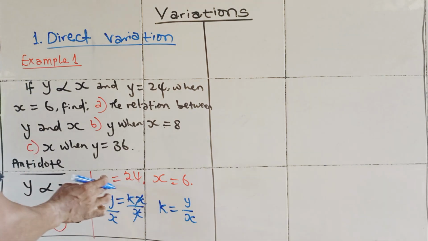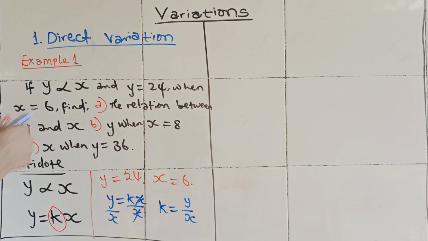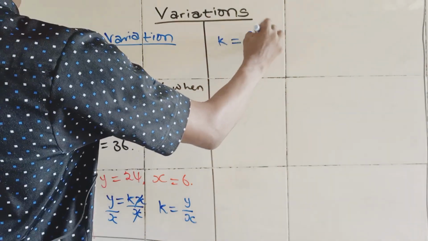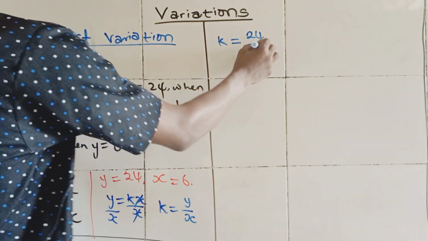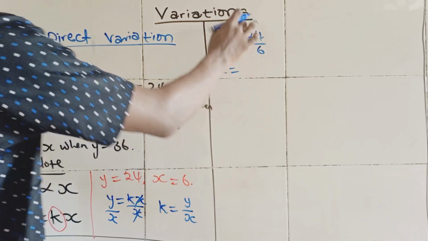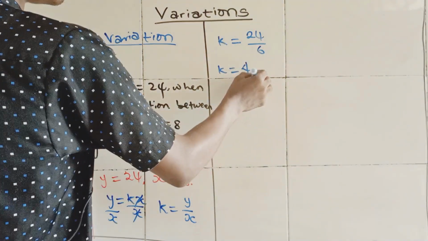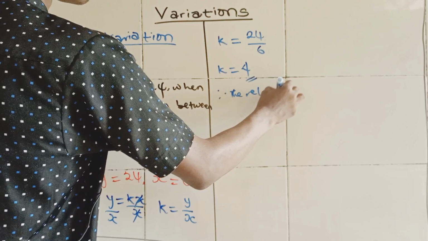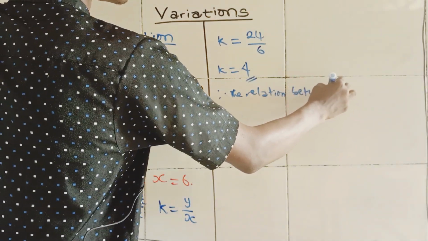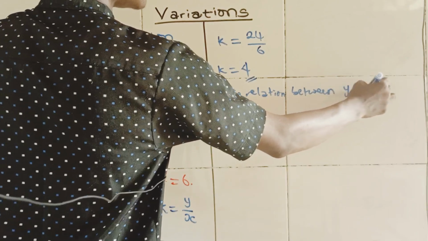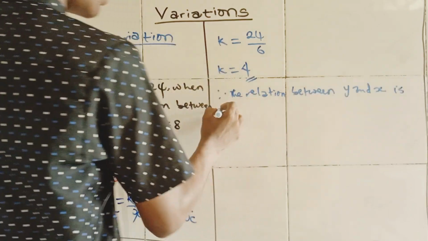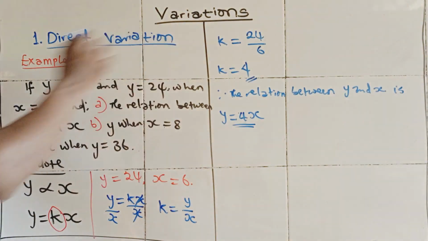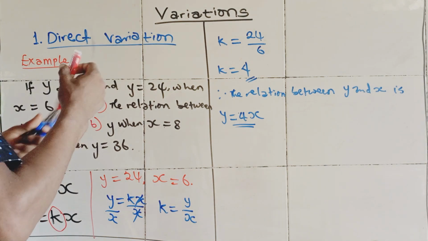So now let us substitute Y and X into this formula. When we do that, we'll get K is equal to 24 divided by 6, since Y is 24 and X is 6. That would give us 4. So the constant is 4. You will now say, therefore, the relation between Y and X is Y equals 4X. Do you see it? This is the A part. Now let's go to the B part.